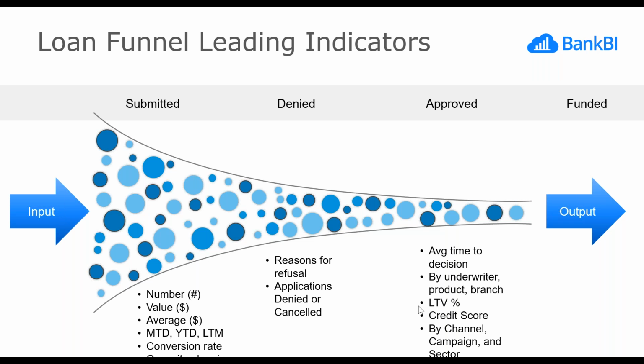So being able to analyze the data, looking at it through the lens of average time to decisions, understanding by underwriter, by product, by branch, where we've got collateralized lending, our loan to value percentages, by credit score. We need to look at credit score from a number of perspectives, both at the time of the loan application, but also in the subsequent performance reporting as time goes on. How has the credit score, credit rating of the client or customer changed over time?